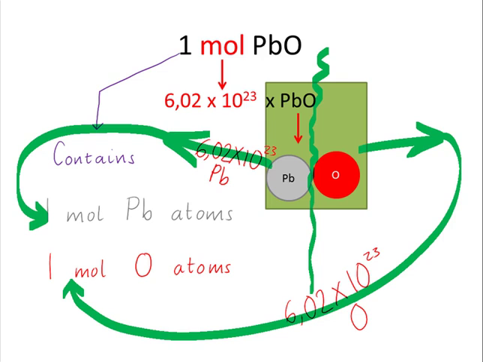Those particles would now be atoms. And 6,02 times 10 to the power 23 of them, 1 mole of them, would be lead atoms, and the other 6,02 times 10 to the power 23, 1 mole in other words, of them, would be oxygen atoms.